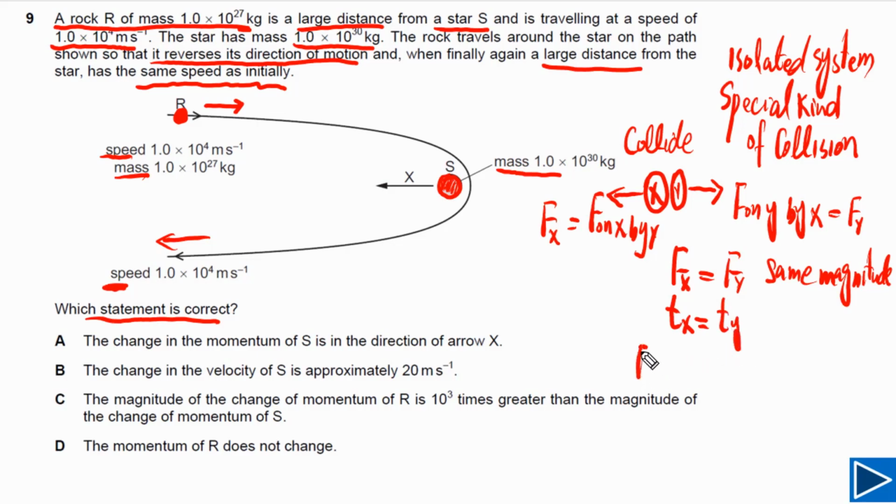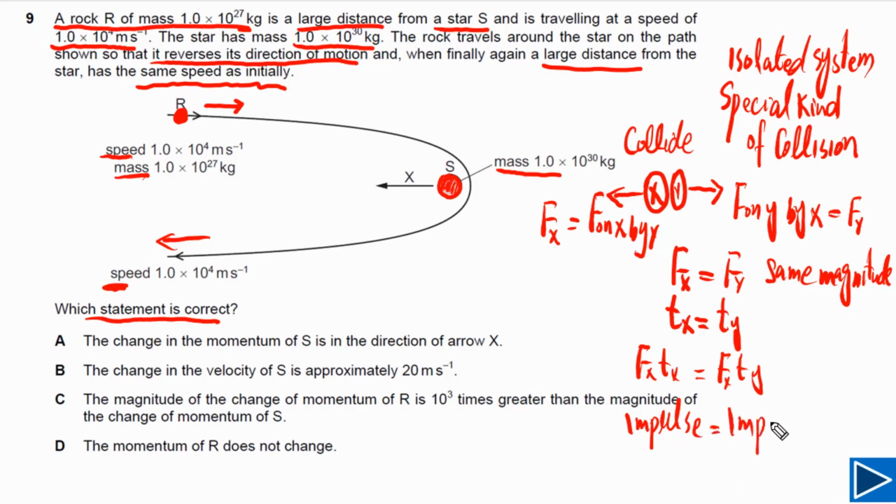Now if I write it like this, Fx Tx will also be the same as Fy Ty. And if we remember, the product of force and time of impact is called impulse.